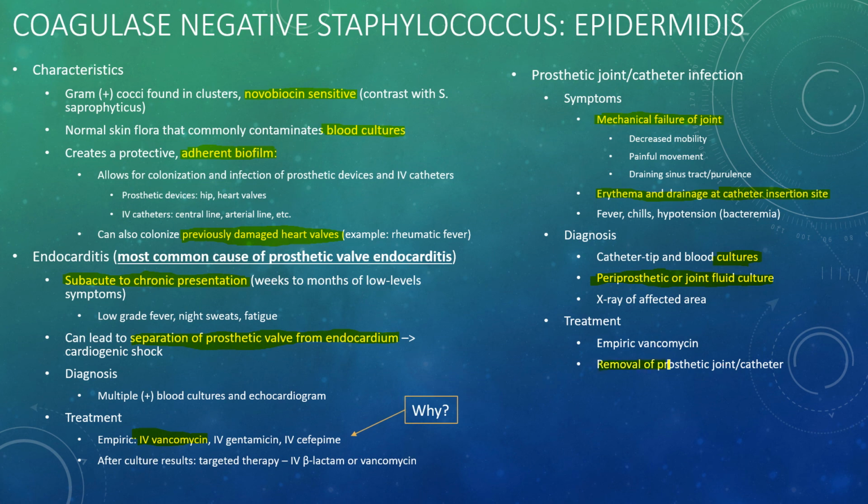You also want to remove the prosthetic joint and catheter, and you have to put a new one in. The joint or catheter is damaged and inflamed and infected. We don't want to keep it in there. That's the source of the infection, so it needs to be removed.